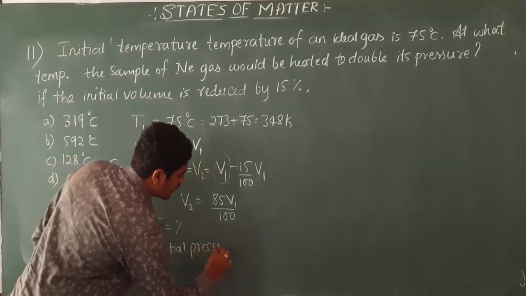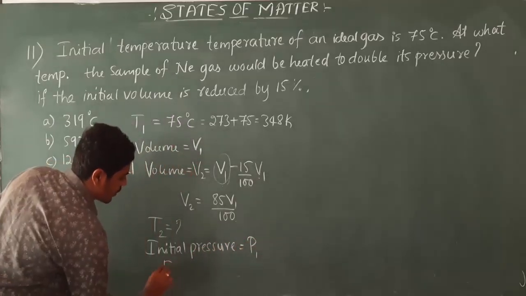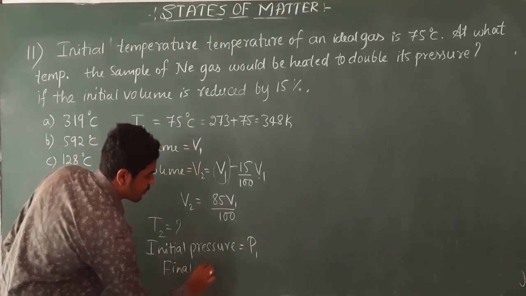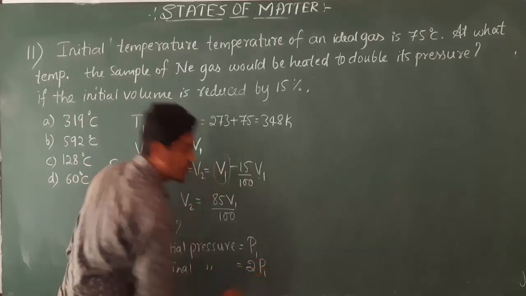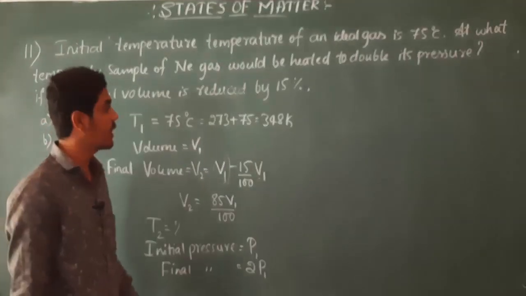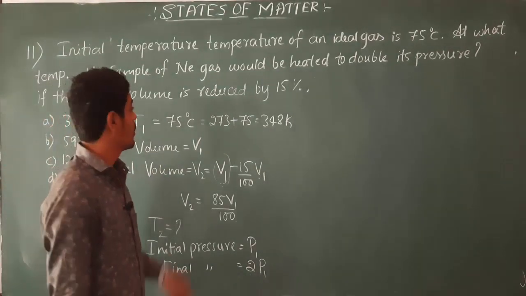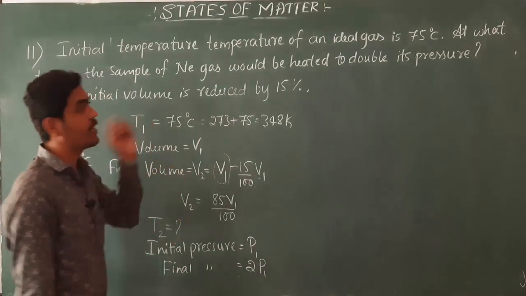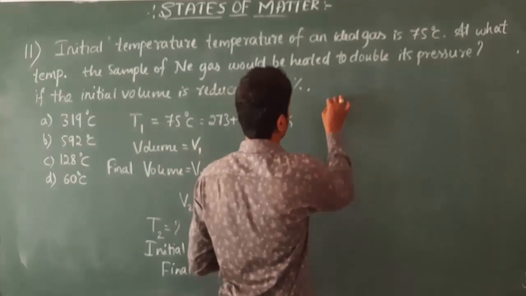Initial pressure is P1, then final pressure is equal to how much? Double the initial pressure, 2 times the initial pressure. Okay, now you have T1, V1, V2, P1. Find the value of T2. So what equation will you use?